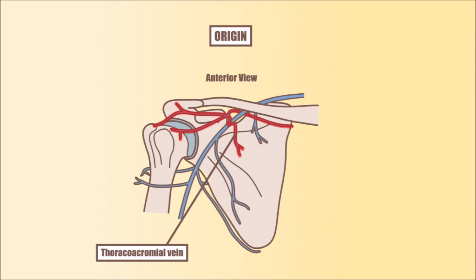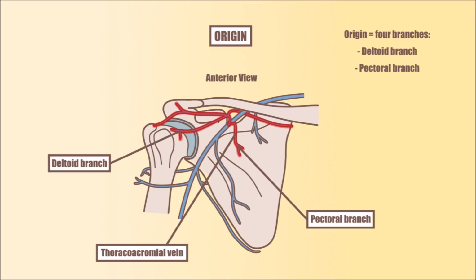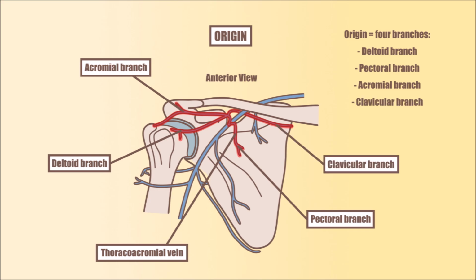Where does this vein originate? This vein originates with 4 branches: the deltoid branch, the pectoral branch, the acromial branch, and the clavicular branch.